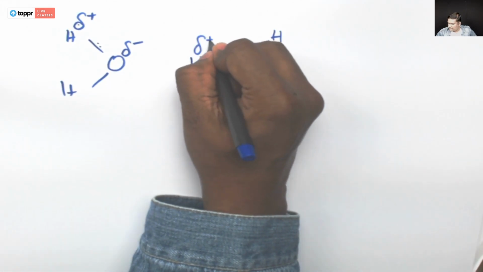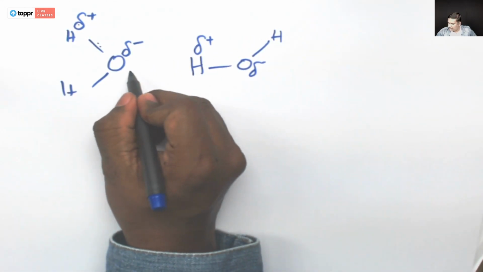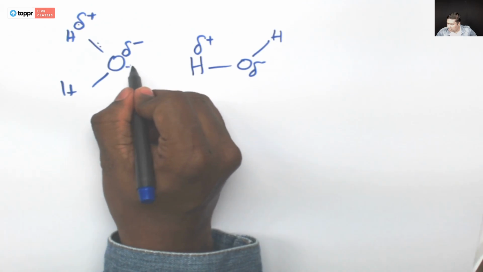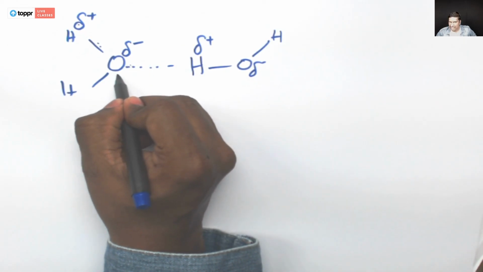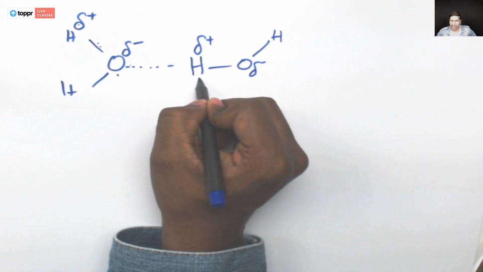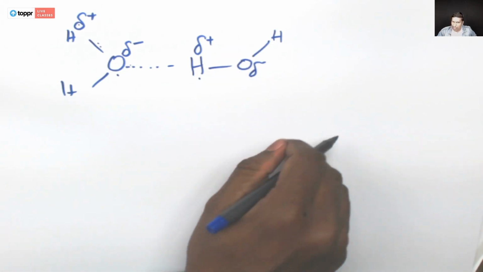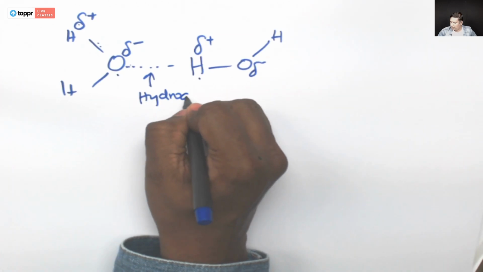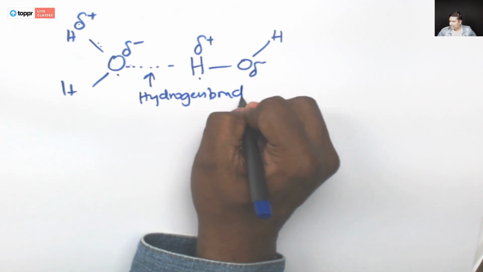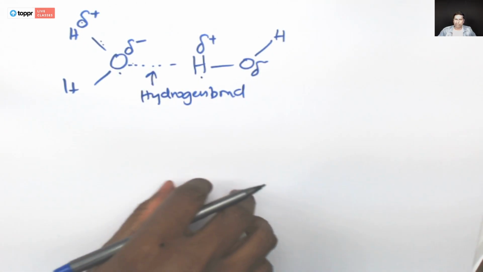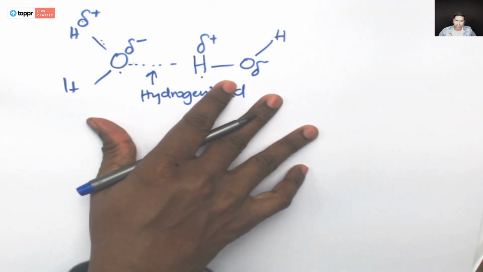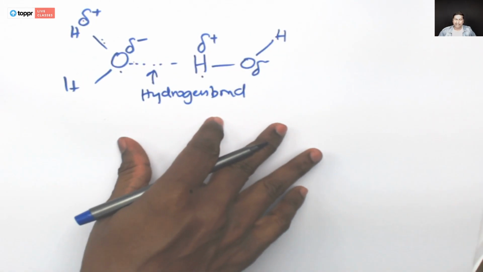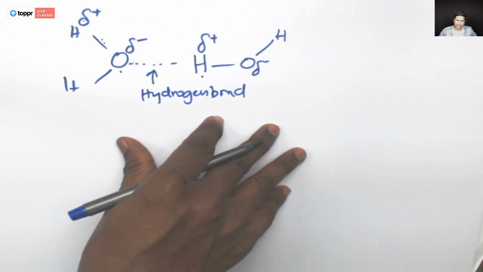So when you have another water molecule in the vicinity, this has partial positive charge, this has partial negative charge, and there will be an attraction between the partially negative oxygen and the partially positive hydrogen. So all the water molecules are interconnected because of this. This is your hydrogen bond. Because of this hydrogen bond, all the water molecules are held together. This is the reason why you have surface tension.